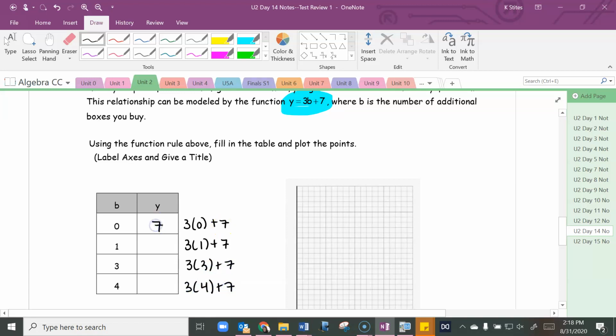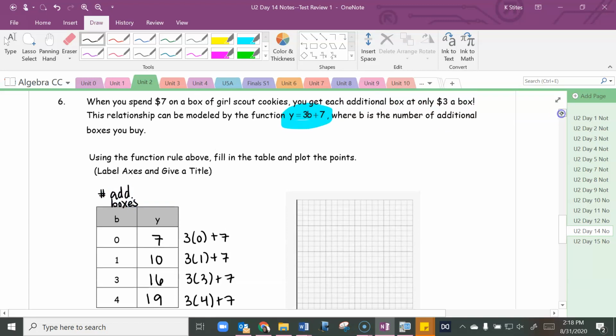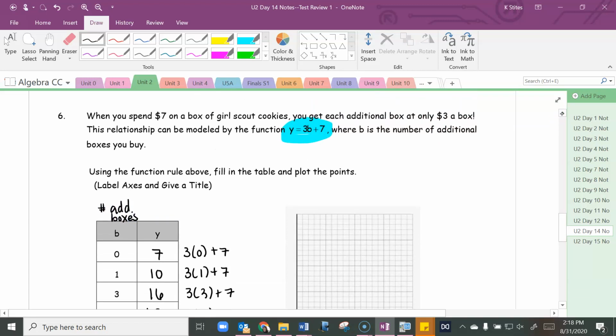It's going to be 7. 3 times 1 is 3, plus 7 is 10. 3 times 3 is 9, plus 7 is 16. 3 times 4 is 12, plus 7 is 19. Now they already told you b is the number of additional boxes. And what y would be is your total spent. Right? Because this number is talking about how much money you paid.